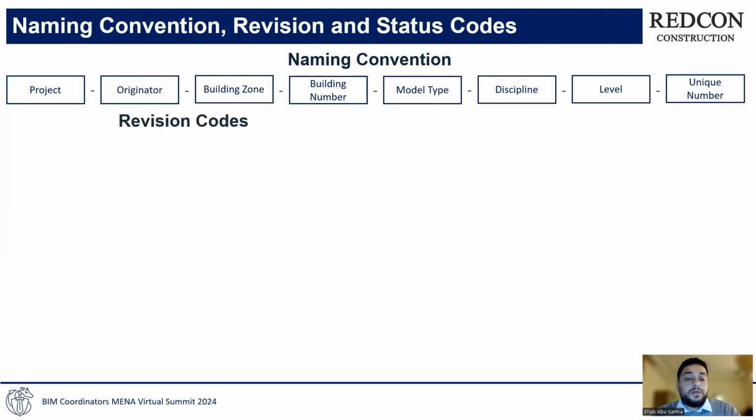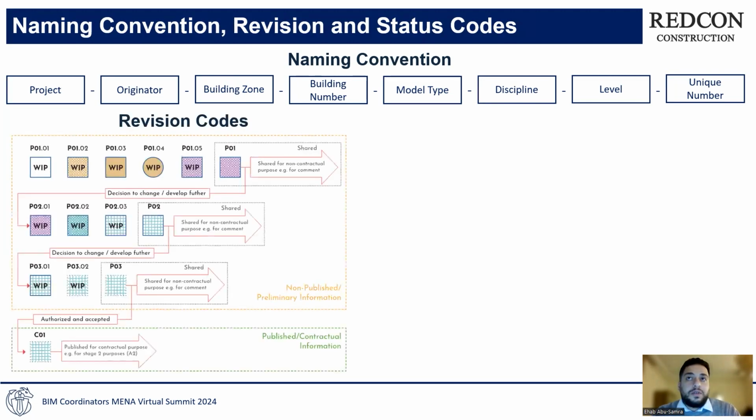Then comes the revision codes. Revision codes consist of three components. The first component describes the formality of the file. The second component refers to the revision of the shared data. When the shared data is rejected, you must add a revision, add a number for this revision. And the third component shows the version you're working at right now.